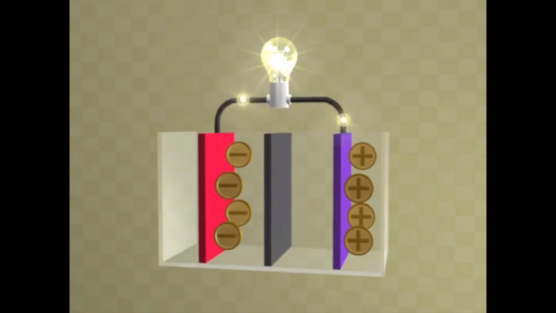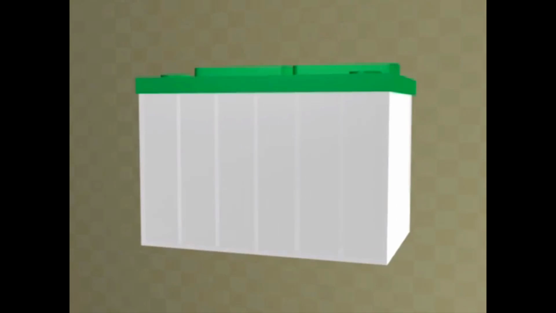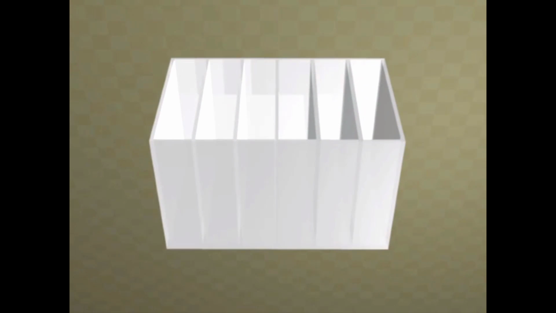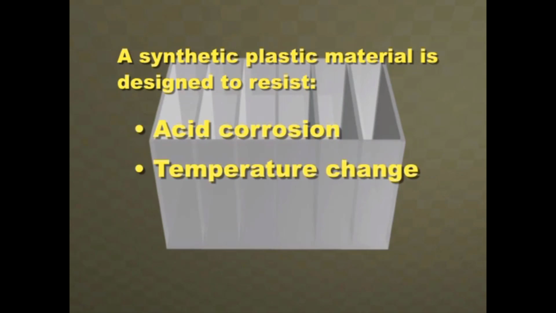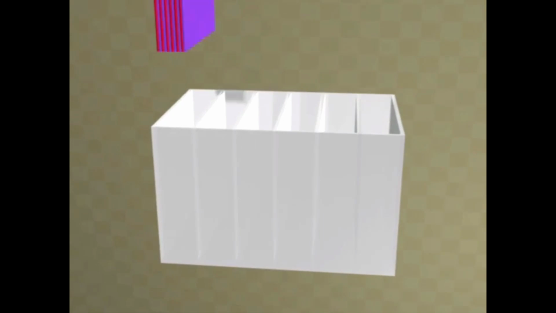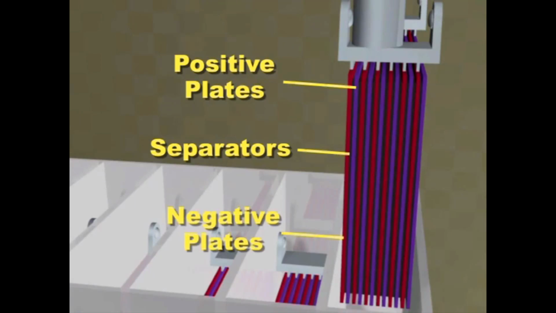If a load is placed across the cell, voltage will force the electrons to flow through the load until the battery becomes discharged. Here we will show you how a battery is constructed. By removing the cover, you can see the compartments in the battery case or housing that form the cells. Battery housings are made out of a synthetic plastic material designed to resist acid corrosion, temperature change, vibration, and other forces. Each compartment in the housing holds one of the battery cells.